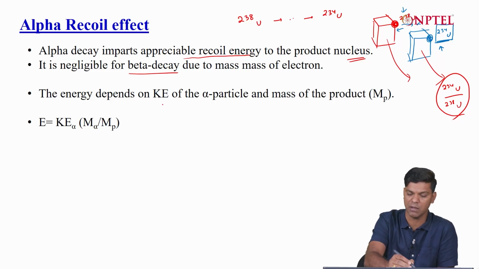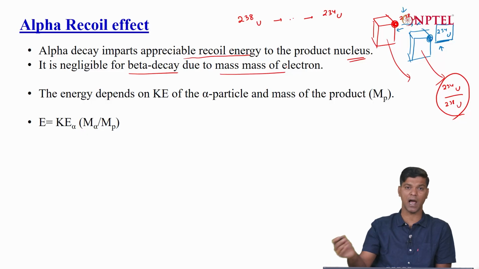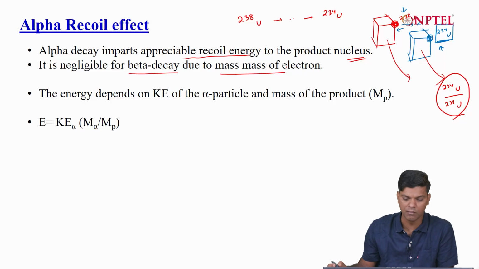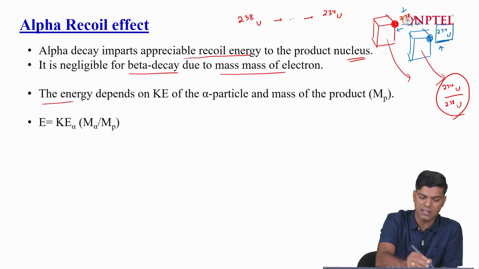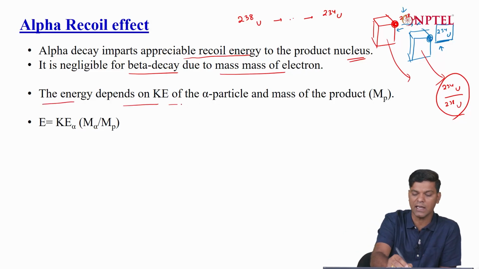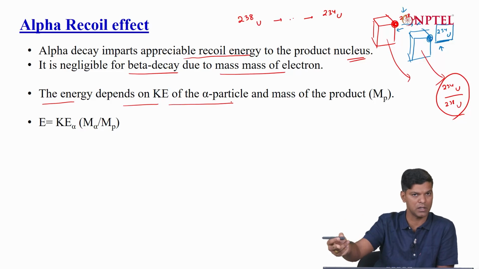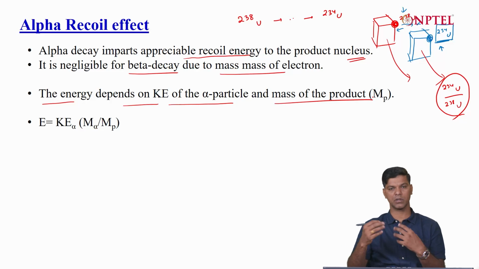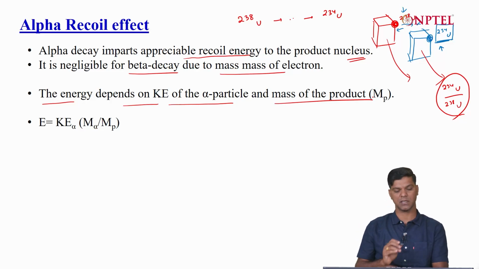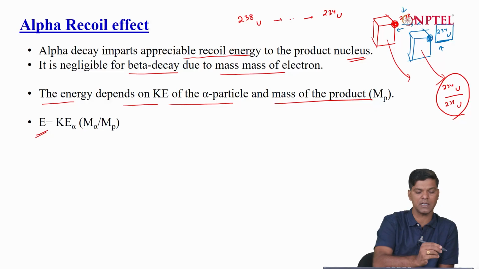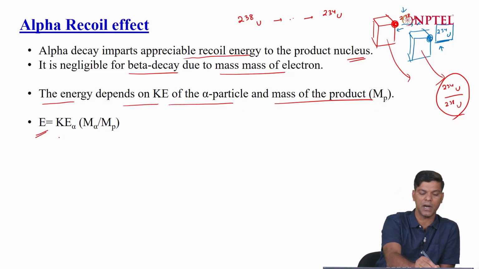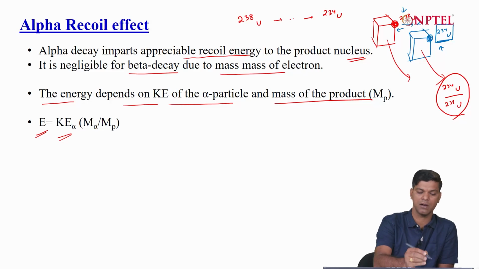not for beta particle, mainly because the energy associated are limited and hence they do not play a larger role in terms of recoil for the product nuclei. The recoil energy depends on the kinetic energy of the alpha particle that is emitted, and the mass of the product, whatever product is produced. So, basically if you write the recoil energy for any element, it will depend on the kinetic energy of the alpha particle times the mass of the alpha divided by the mass of the product.